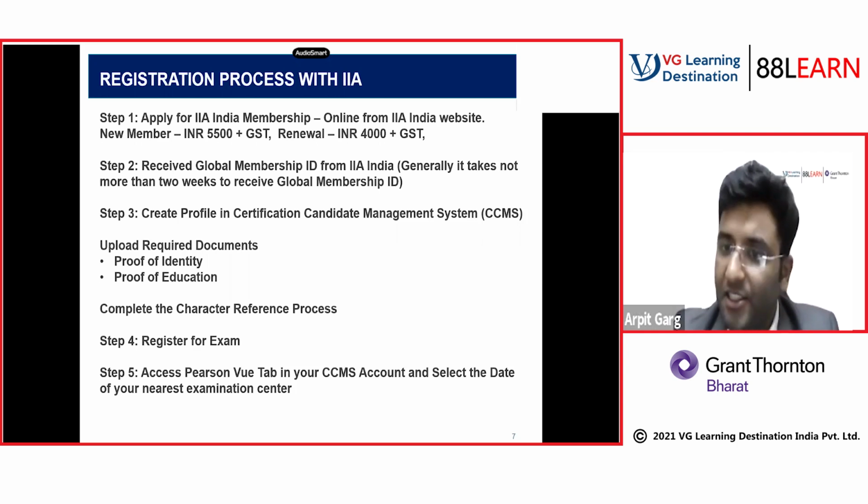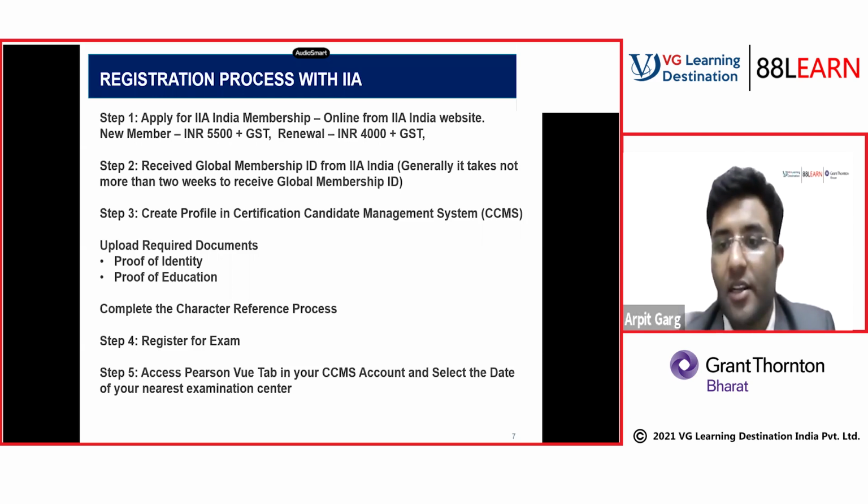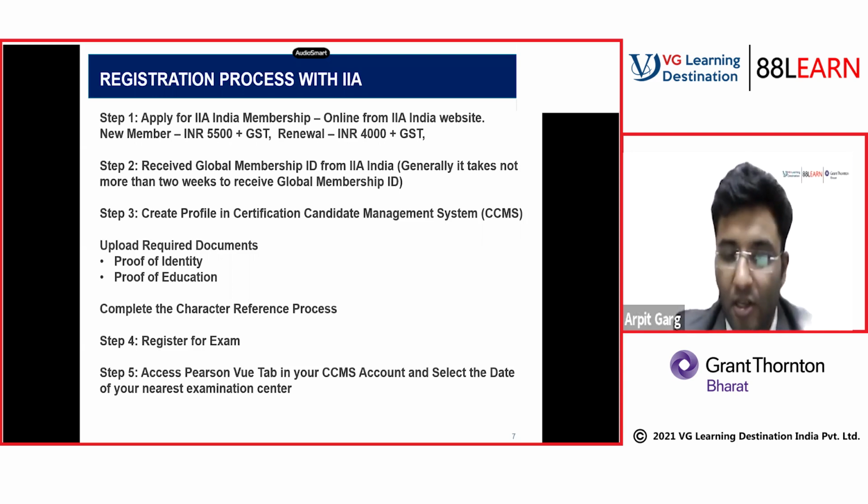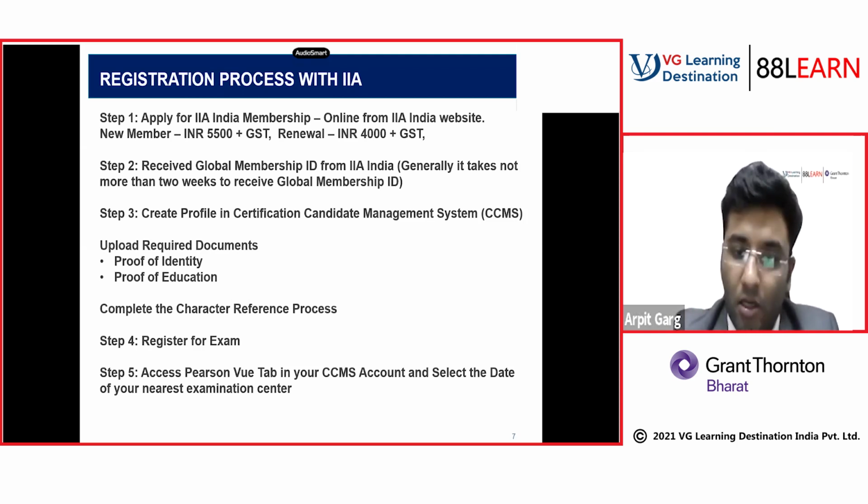Once the registration is done and the application fee and the examination fee are paid, you have to go to the Pearson VUE tab in your CCMS account, and from there select the examination date nearest to your examination center. Earlier there was a proctored option where you could appear for the exam from home, but at this moment that facility is not provided anymore in India by IIA, and we have to look for the nearest Pearson VUE center to appear for the exam.